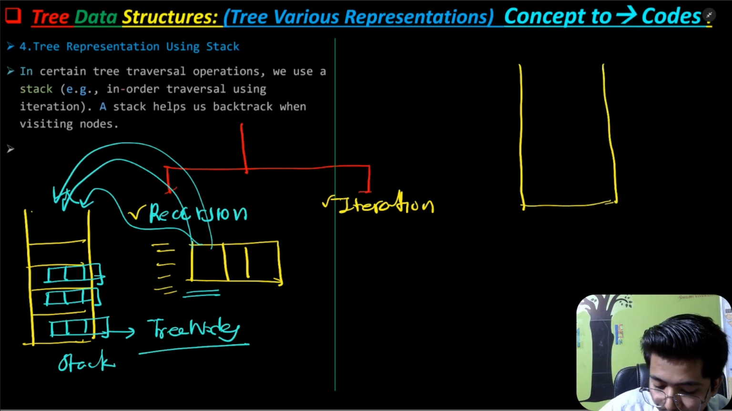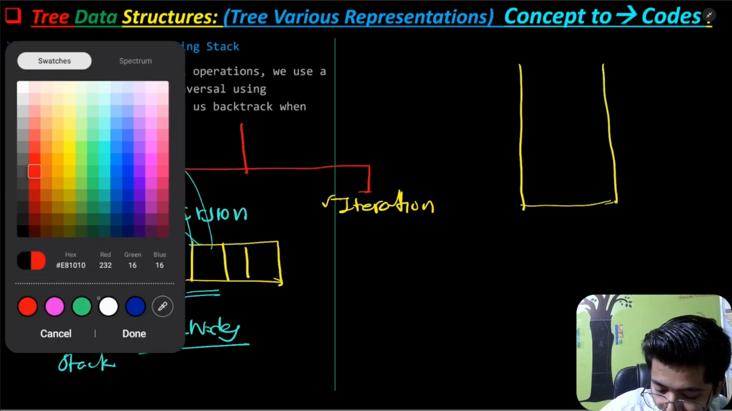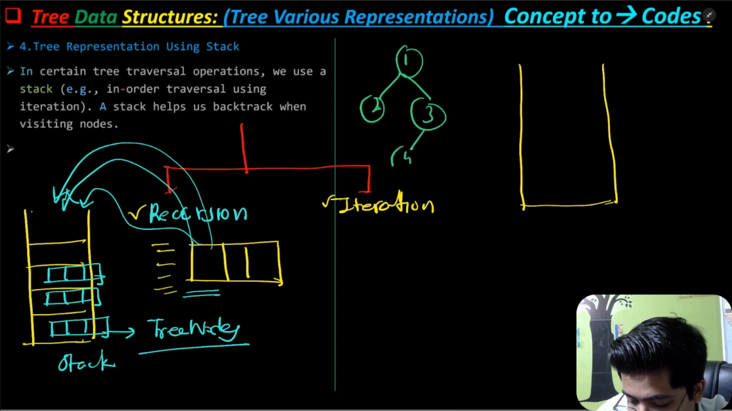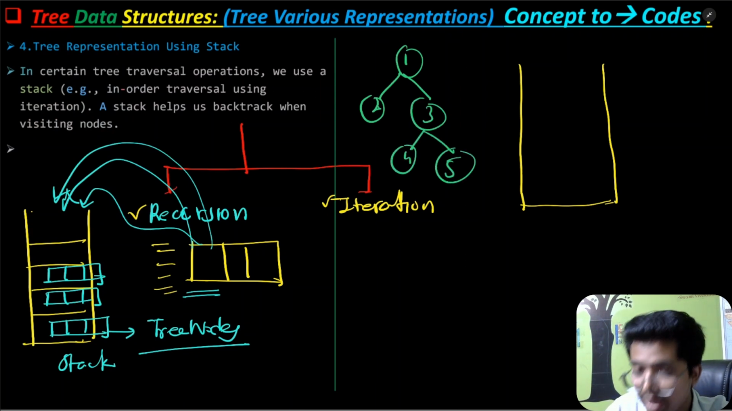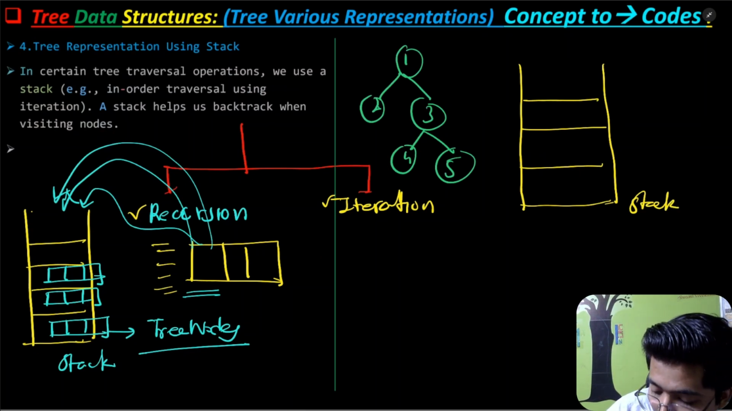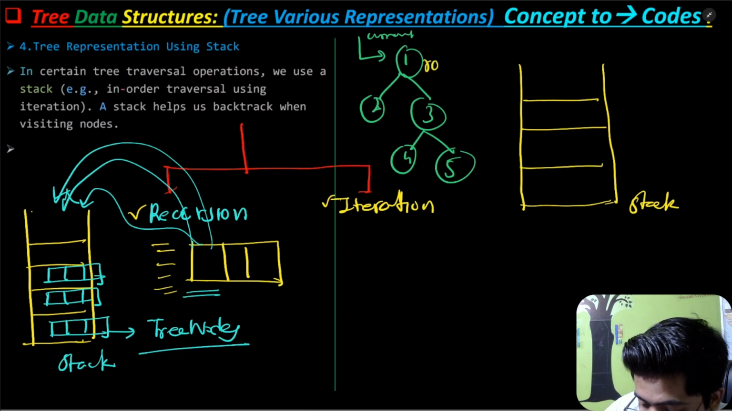That is the tree. Let's say this is the tree 1, 2, 3, 4, 5. In iteration we perform completely different things. This is the stack here. First we start from our current node. Let's say our current node points to 1, the root.